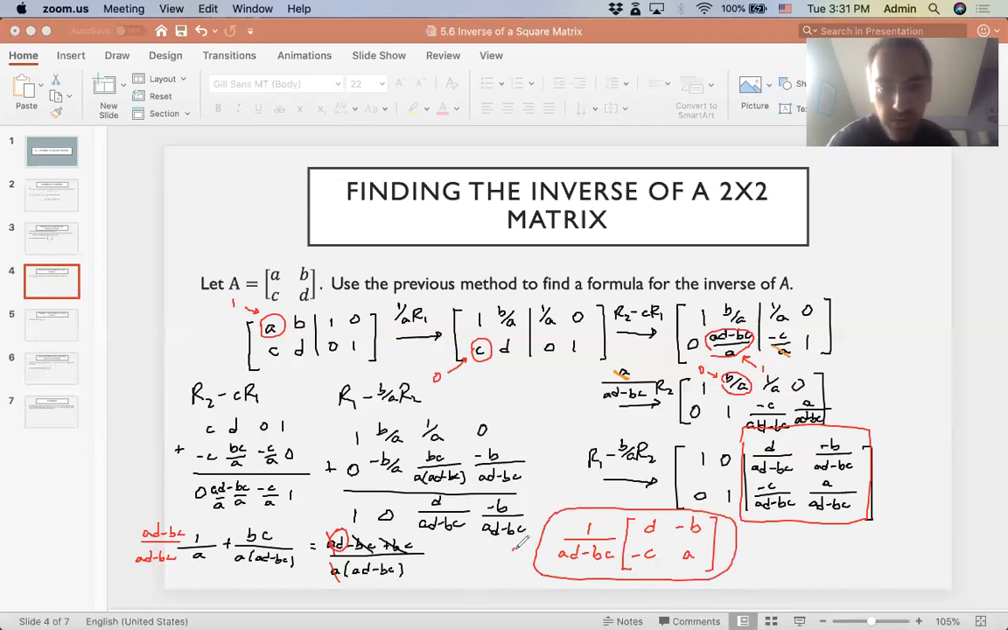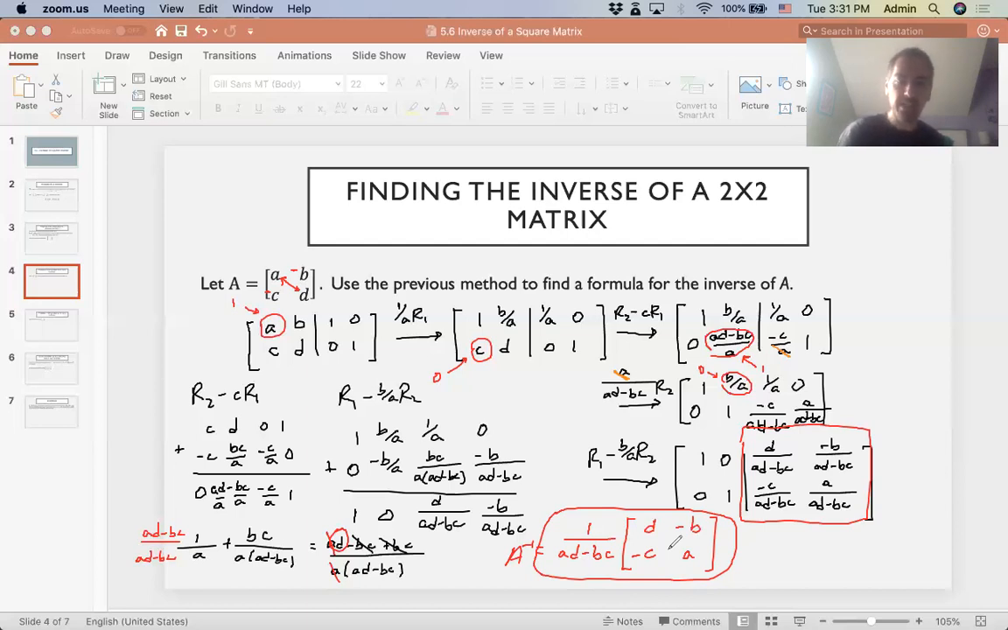So if A is the matrix A, B, C, D, then its inverse will be 1 over AD minus BC times the matrix D, negative B, negative C, and A. Notice the relationship between these. Notice here that this A and the D switch places. You've got A and D, and then D and A. And also notice that the B and the C stayed where they're at, but they changed signs. All right, so that's our formula.